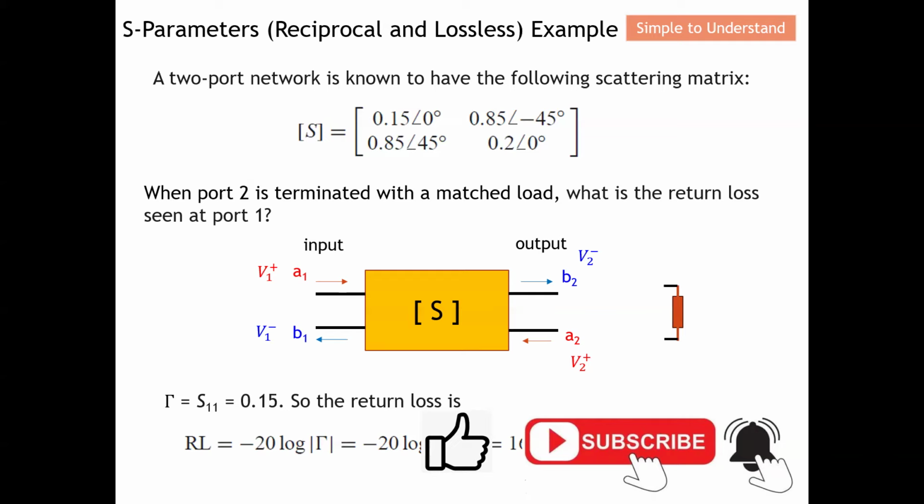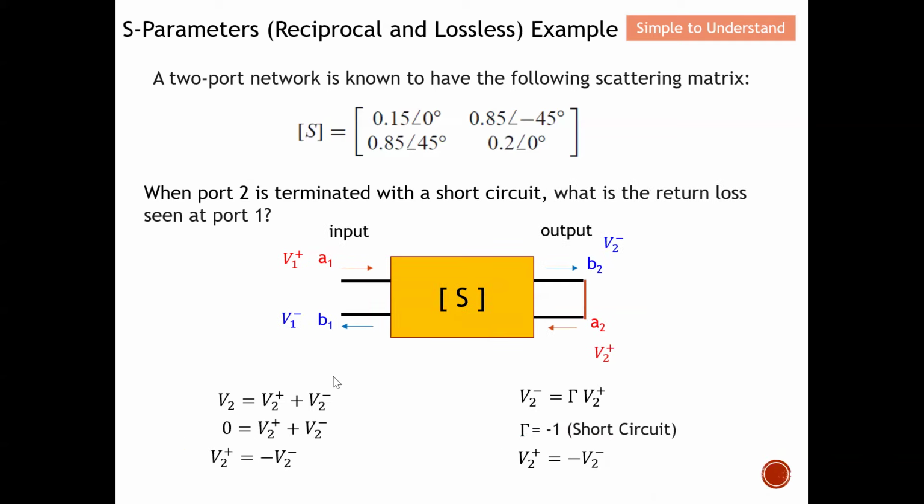Let's come to the last example here. When port 2, instead of a match load, is terminated with a short circuit, I terminate the load with a short circuit. Again, I'm tasked with the same outcome: I need to calculate what my return loss will be as seen at port 1. So let's do this.